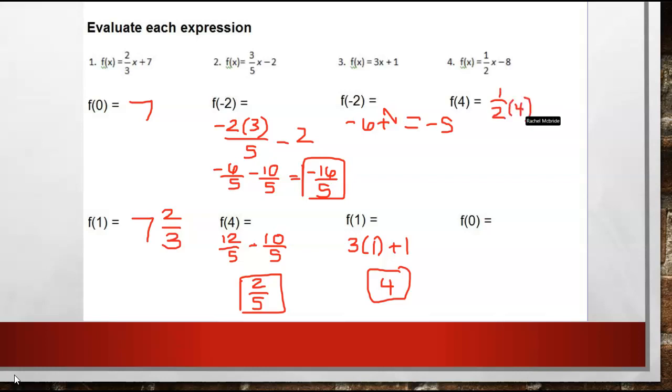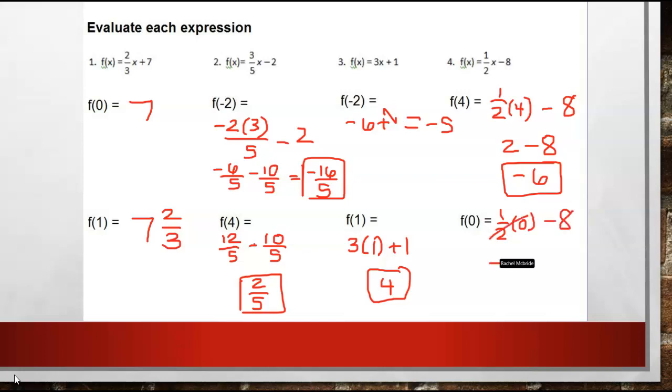So you got 1/2 times 4 minus 8. So 4 times 1/2 is 2, minus 8 is negative 6. And for 0, 1/2 times 0 minus 8 gives negative 8. Anytime you plug 0 in, you're finding that y-intercept for a linear function.